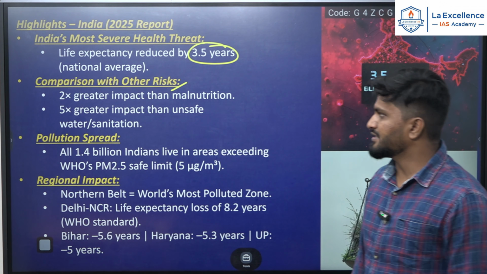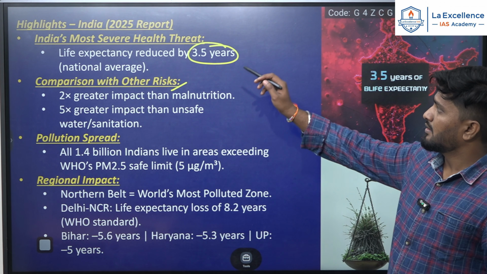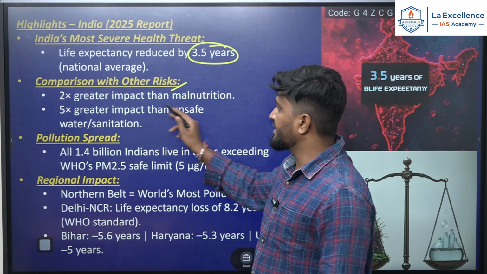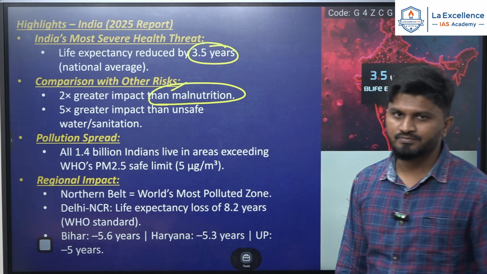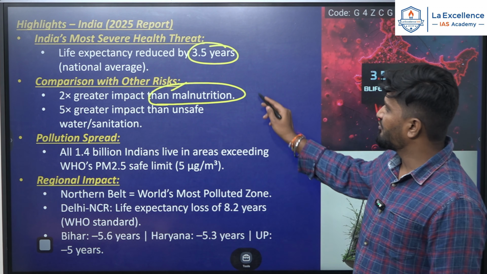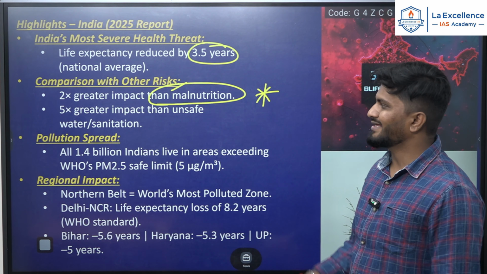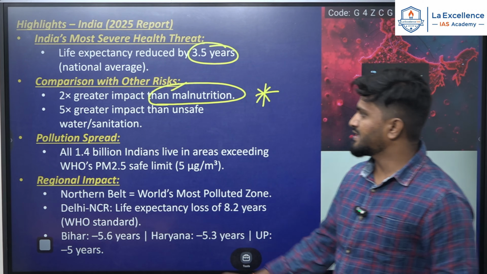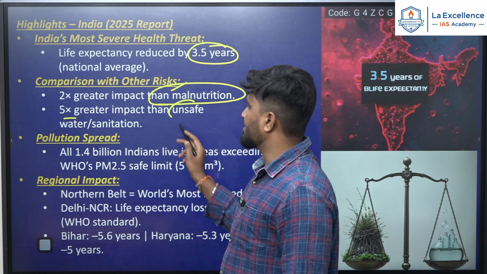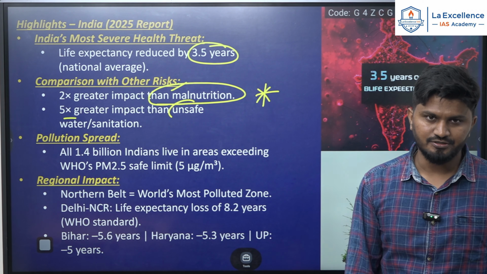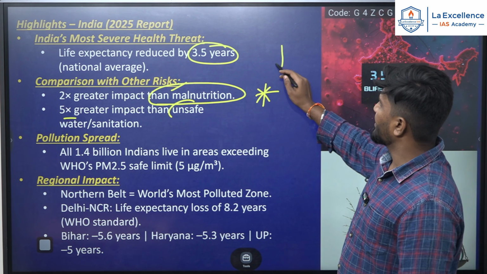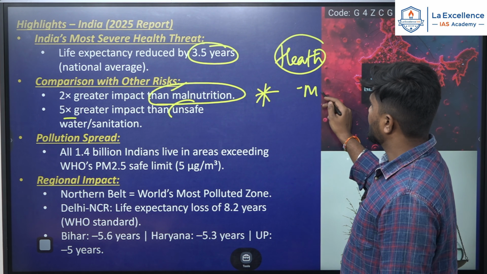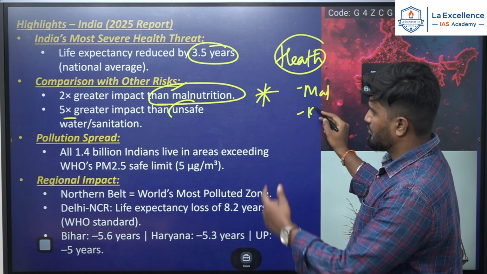Comparison with other risks: this air pollution related health risk has 2 times greater impact than malnutrition. That is, the number of years lost to malnutrition is 2 times lower compared to air quality. Next is 5 times greater impact than unsafe water or sanitation. Normally, when we talk about health hazards in India, we talk about malnutrition and water and sanitation.